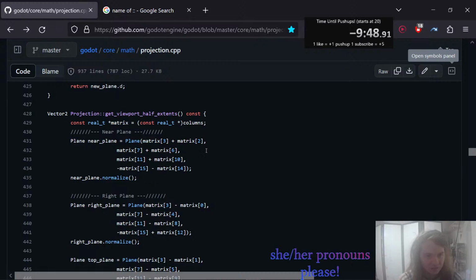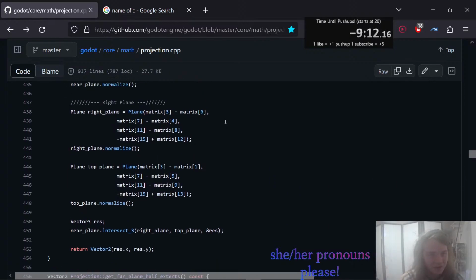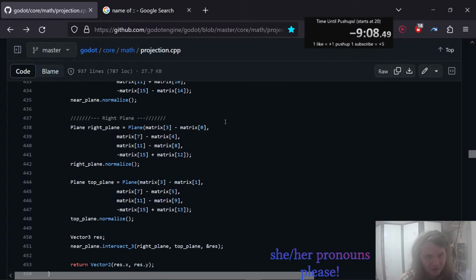Vector 2 projection get viewport half extents const, real T asterisk matrix equals, that's like a borrow thing or something like that. Asterisk matrix equals const real T times const real T columns, semicolon, comment near plane. Plane near plane equals plane matrix of 3 plus matrix of 2, matrix of 7 plus matrix of 6, matrix of 11 plus matrix of 10, minus matrix of 15 minus matrix of 14, end statement. Near plane dot normalize. Right plane equals plane matrix of 3 minus matrix of 0, matrix of 7 minus matrix of 4, matrix of 11 minus matrix of 8, matrix of 15 plus matrix of 11 or matrix of 12, right plane dot normalize.